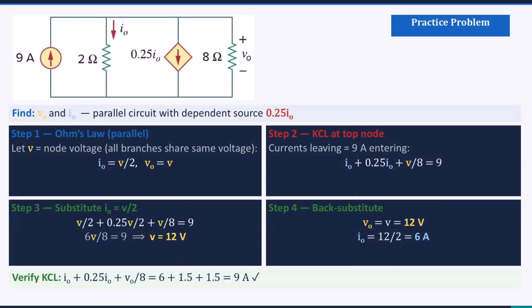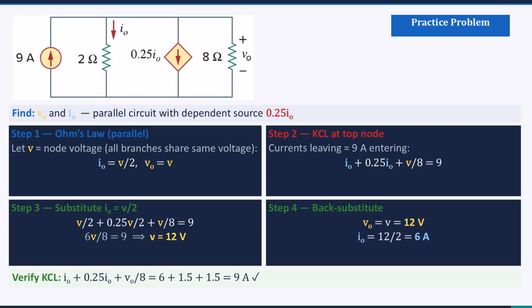All 4 branches are connected between the same 2 nodes, so they all share the same voltage across them. Let us call this common voltage simply V. The branches are a 9 ampere independent source pointing upward, a 2 ohm resistor, a dependent current source of value 0.25 times I0 pointing downward, and an 8 ohm resistor with voltage V0 across it. The current I0 is defined as the current flowing downward through the 2 ohm resistor. We want V0 and I0.